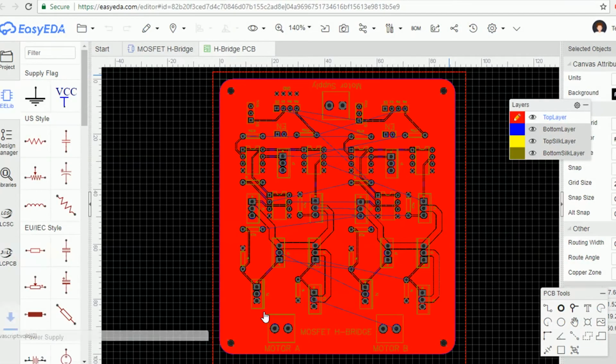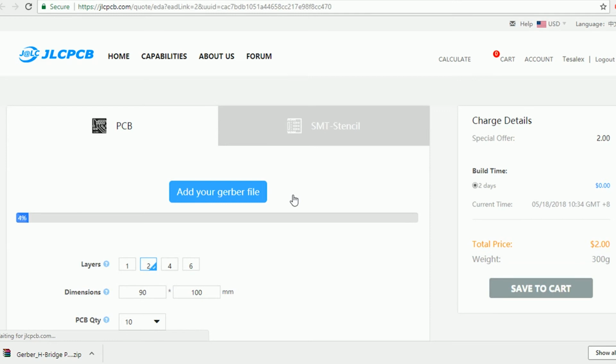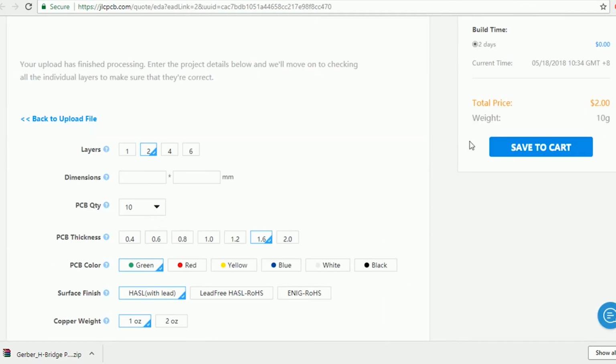After this, I uploaded the Gerber to jlcpcb.com, ordered it at just $2 and received it in 6 days.